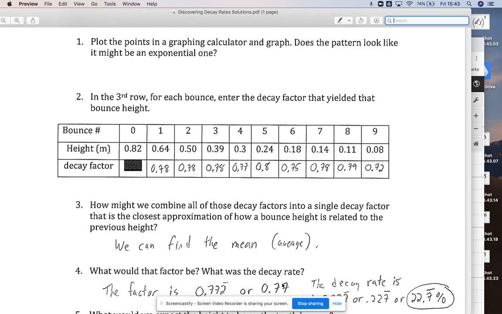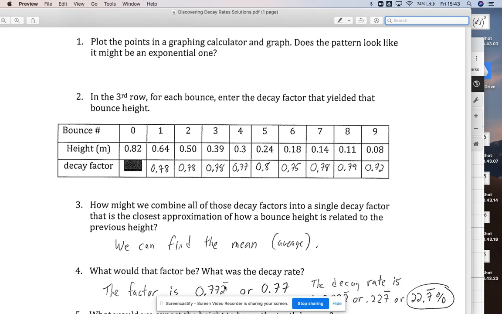Now, this is an important thing to understand, and this one's actually a little bit harder. Before, we took the 100, which was 100%, and we added the 78% or whatever it was, 77%, and we got 1.77 to get the growth factor.